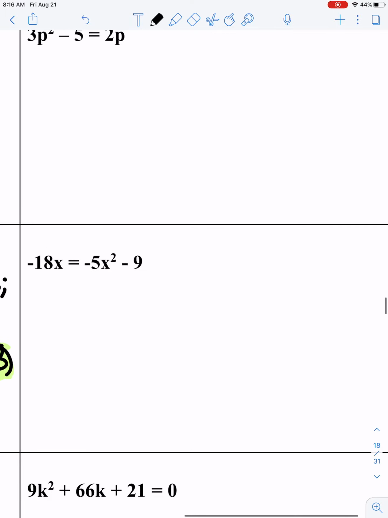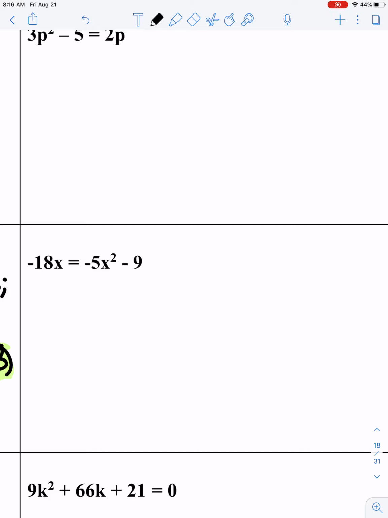In this example, again, I see an equals sign, so I need to think, okay, I must get one side equal to 0. I can move everything from the left to the right, or from the right to the left. It does not matter. I'm going to choose to move everything to the left because it'll let me have two positive things versus two negatives. Again, it doesn't matter.